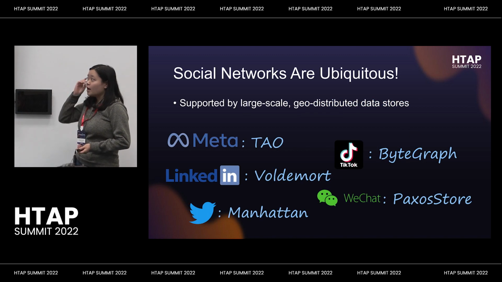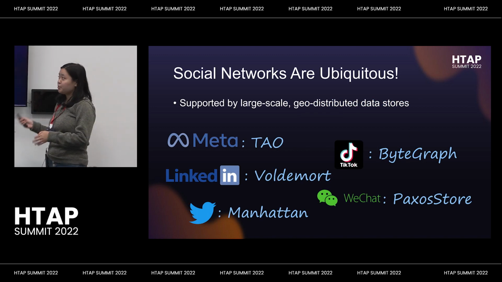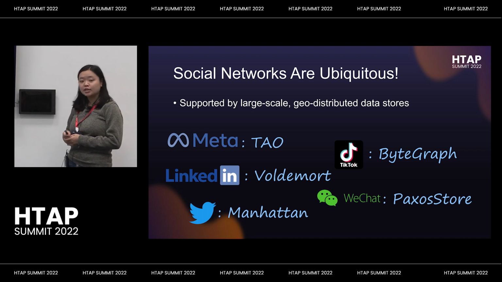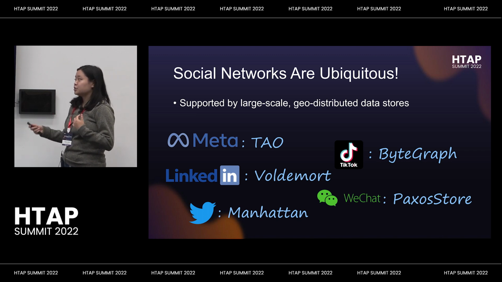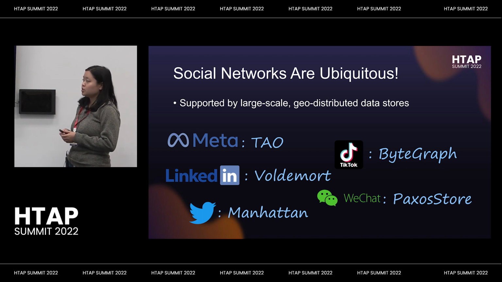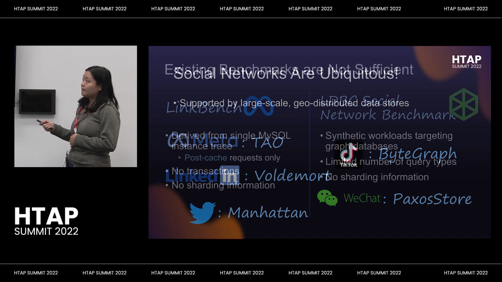All right, so social networks are popular, continue to be popular, and they're supported under the hood by large-scale geo-distributed data stores. There are some examples listed here, but with the extreme skew and read dominance of these workloads, they can be especially challenging to support, and we'll touch on some of the reasons why.